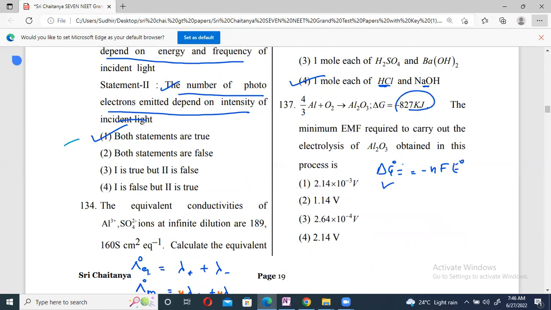For the n value, you should write the reaction and get the change in the number of electrons. F is the Faraday, and 1 Faraday is equal to 96,500 coulomb. How do we write the n value?